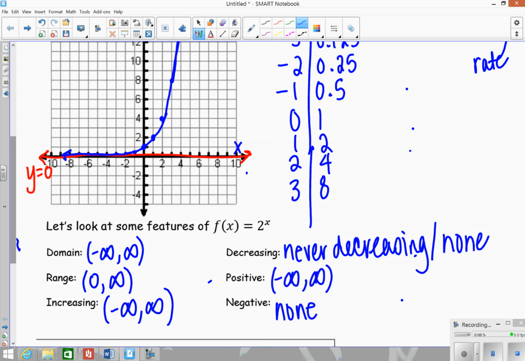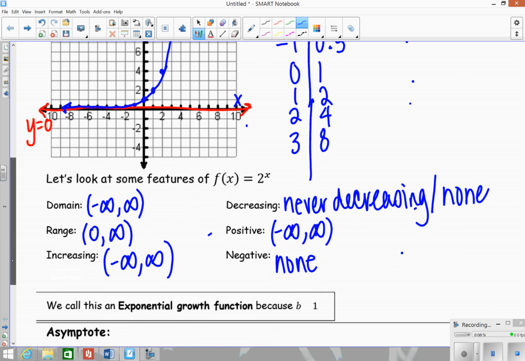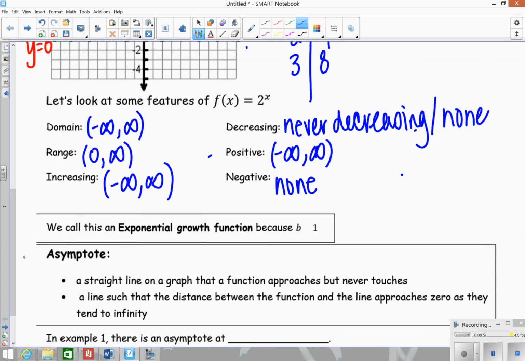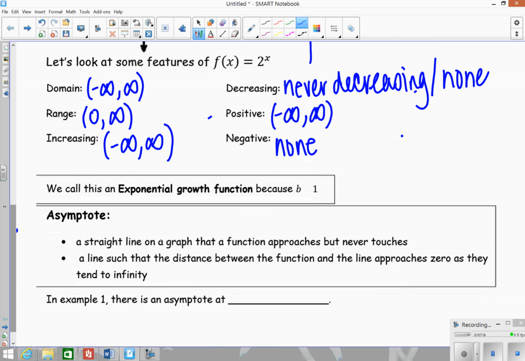And then when we talked about asymptote here, we already talked about the asymptote. So it's just a line that the graph's going to get really close to, but it won't ever touch, it won't ever cross it. So in this example, there was an asymptote at y equals 0. So that red line that I graphed, that was your asymptote.